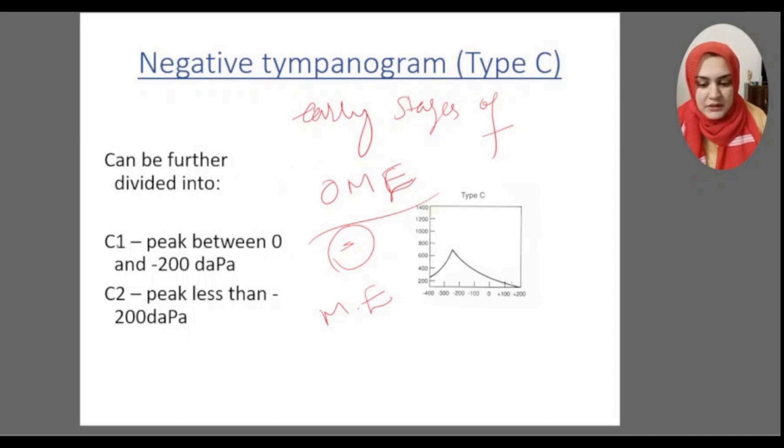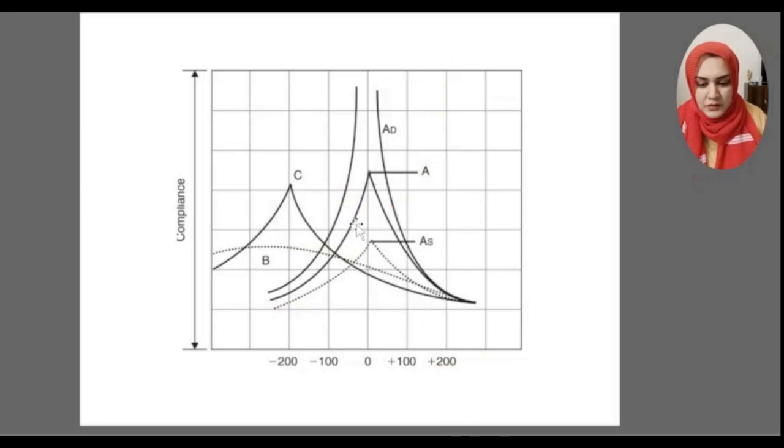And type C can be further divided into C1 and C2. C1 is when the peak is between 0 to minus 200 delta pascals. This is when it is C1. And when the peak is less than minus 200 delta pascals, then it is more severe. It will be type C2. So now we know all the types of tympanogram in detail. I will quickly review all these types on this combined tympanogram.